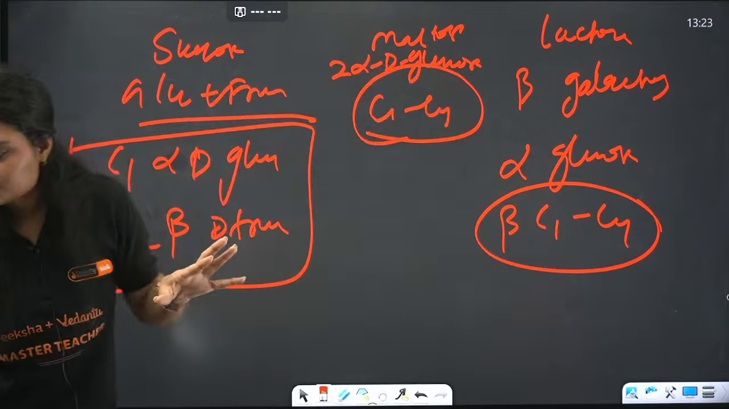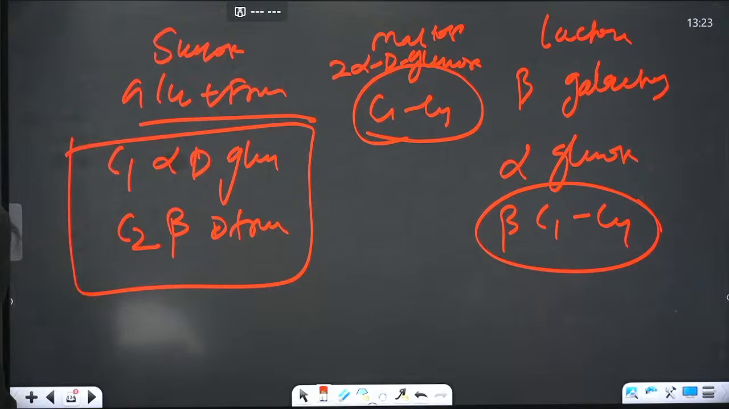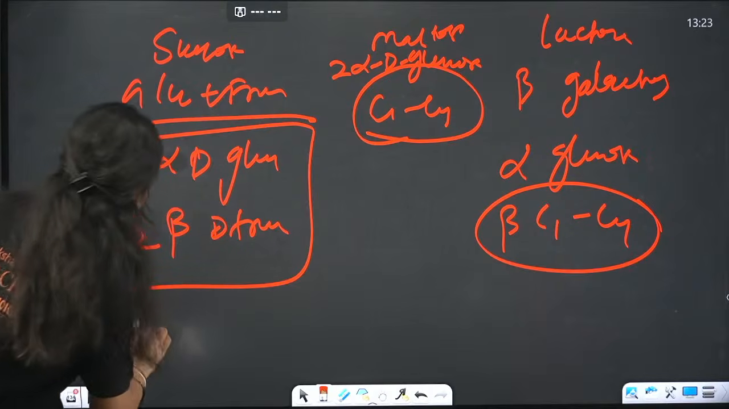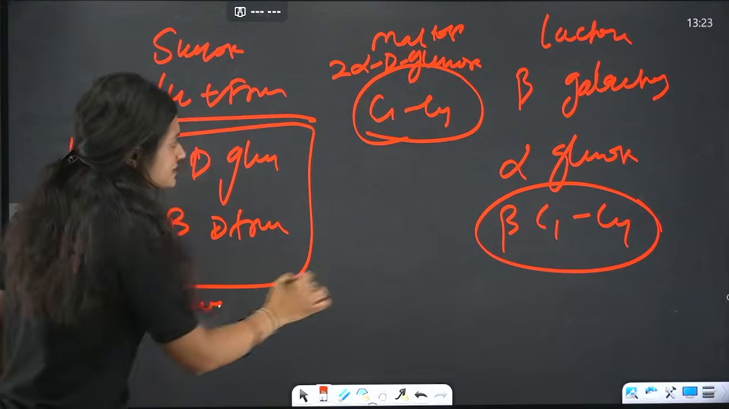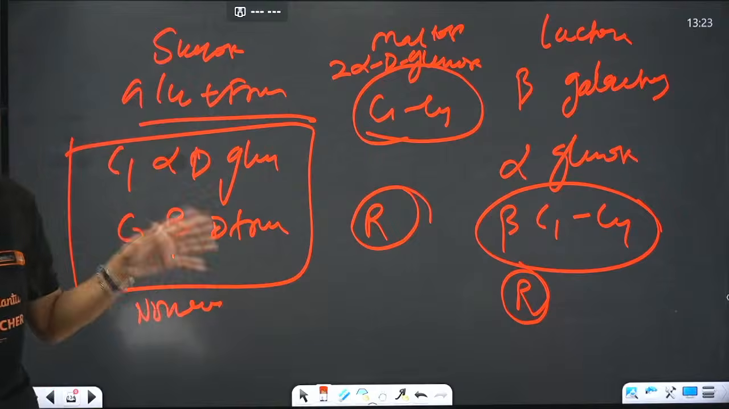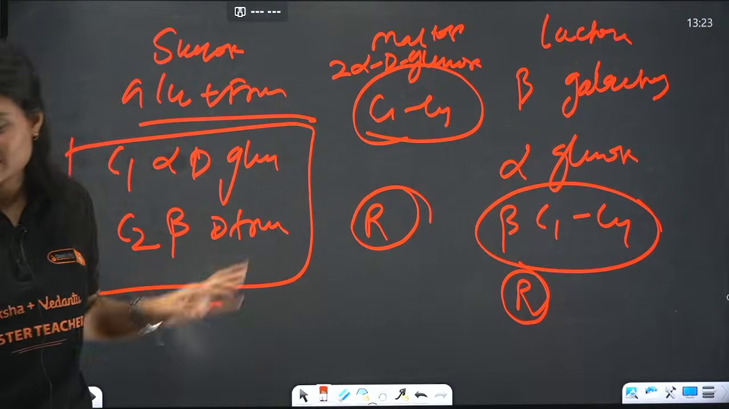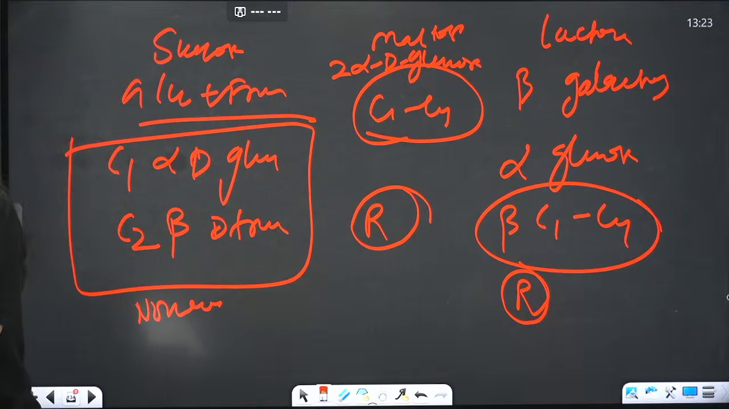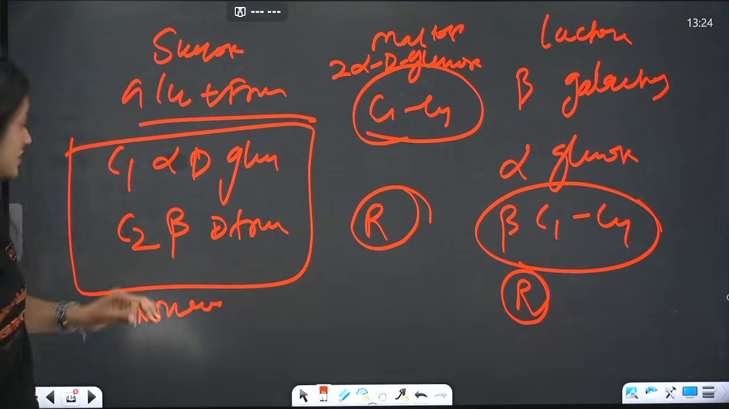Sucrose is a non-reducing sugar, while maltose and lactose are reducing sugars. That means when you treat them with Fehling's or Benedict's test they will give a positive result, whenever they have an open CHO group. Inversion is also there.